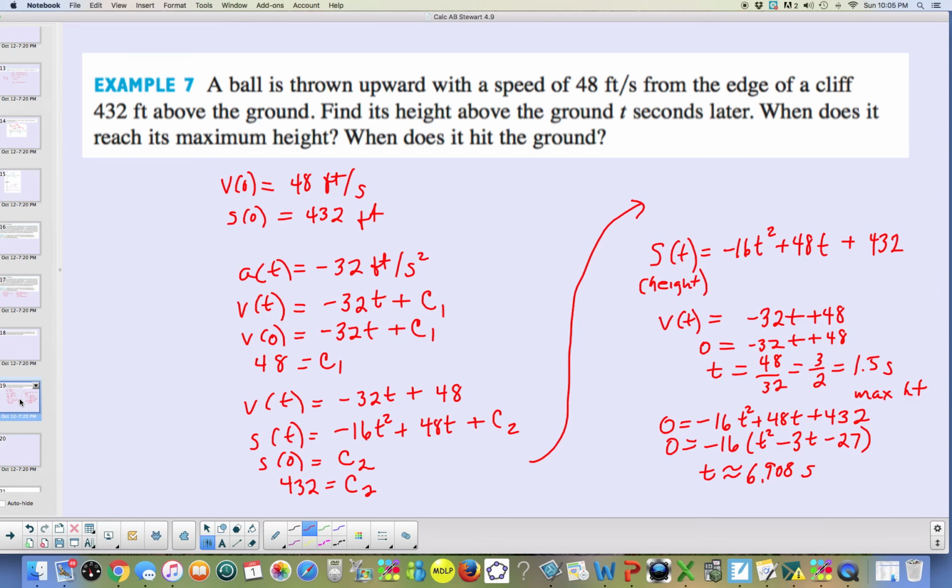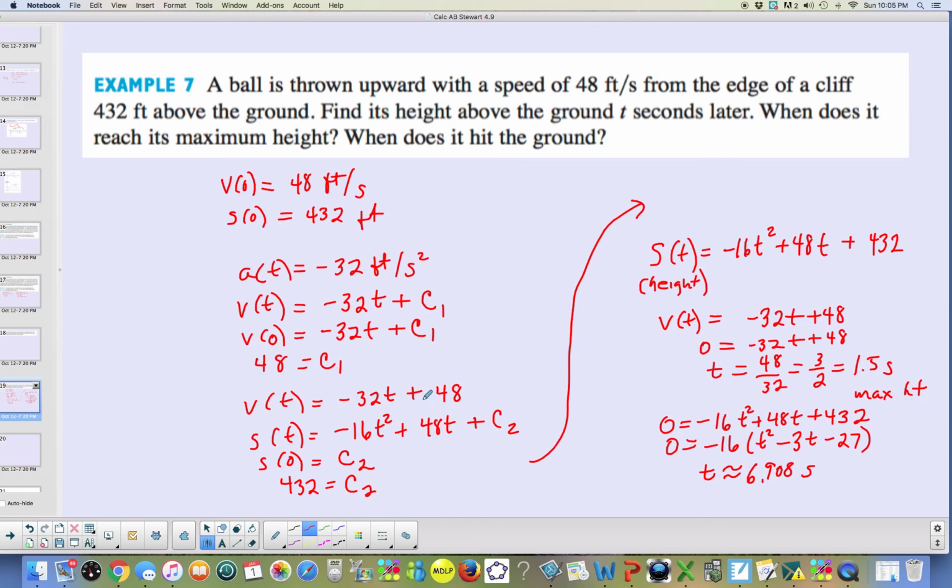One of the first things that I did is I wrote down everything I knew. I knew my initial velocity was 48 feet per second. It was going up, so it's positive. My initial position was 432, and I know that acceleration is due to gravity, which is negative 32 feet per second squared. So I find the antiderivative, and I get this expression. I substitute an initial condition here and find c sub 1 is equal to 48.